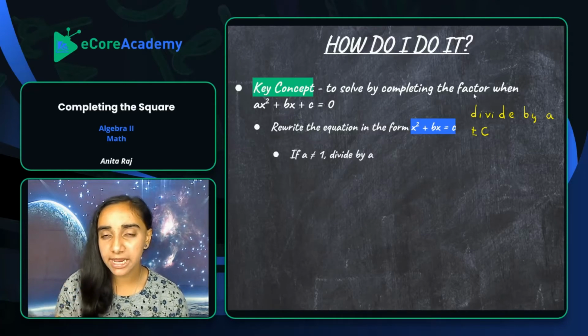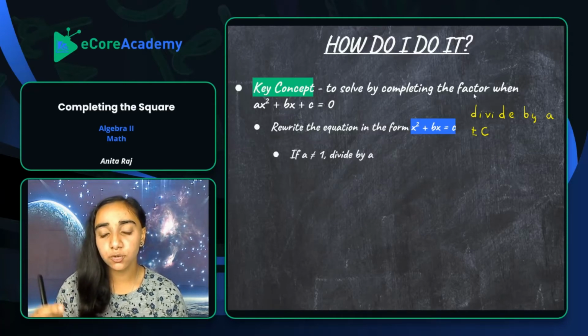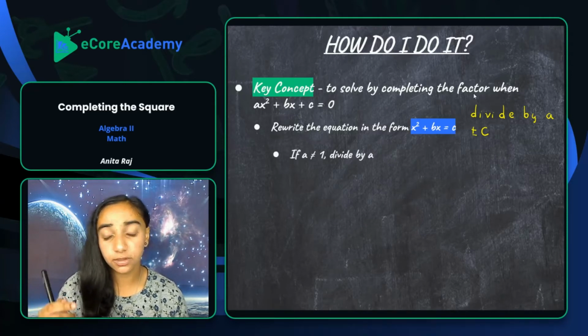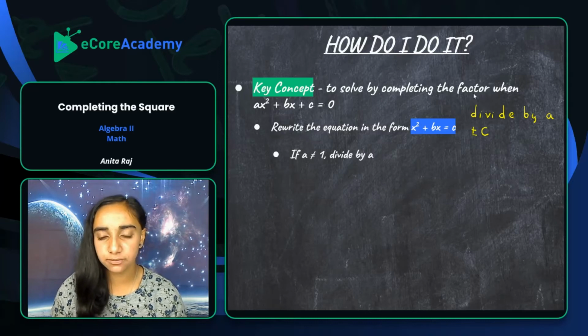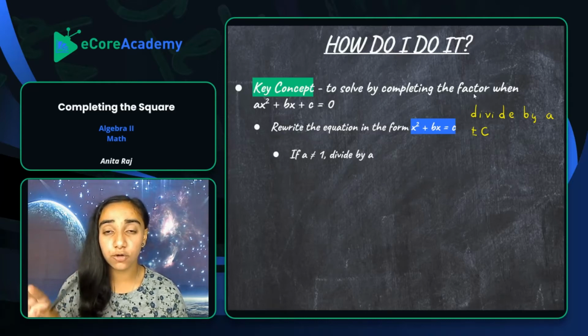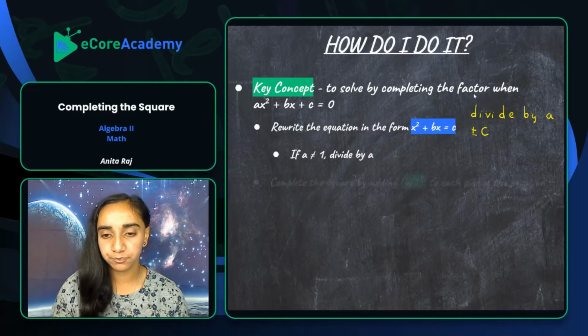Like I just said, if a does not equal 1, then you want to divide by a. So you're dividing your a term by your a term, your b term by your a term, and your c term by your a term, so you can get rid of whatever coefficient is with your x squared term.